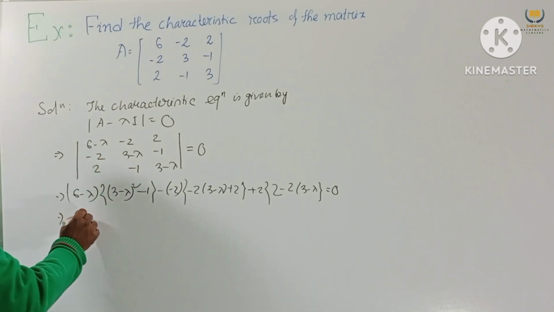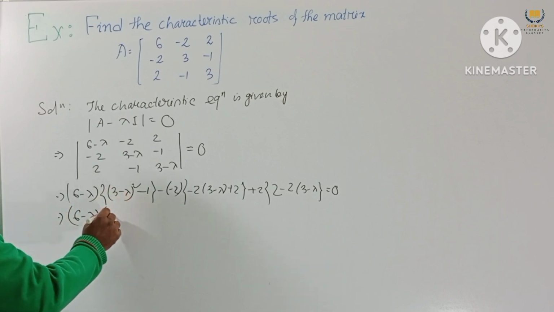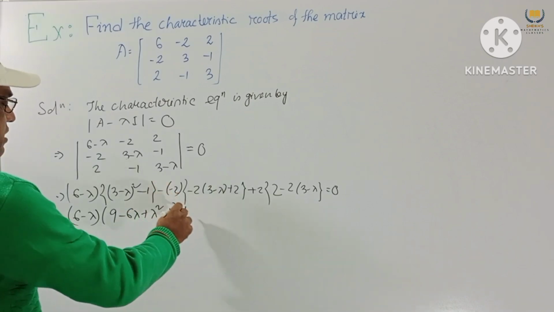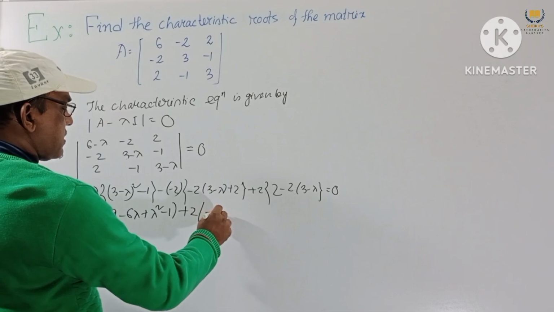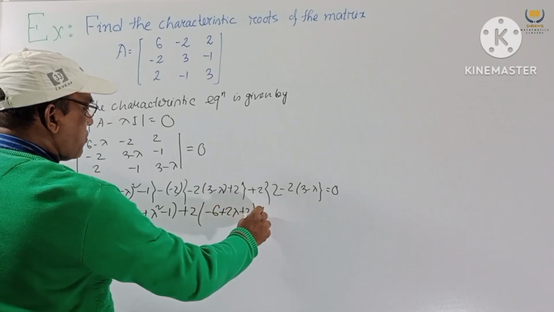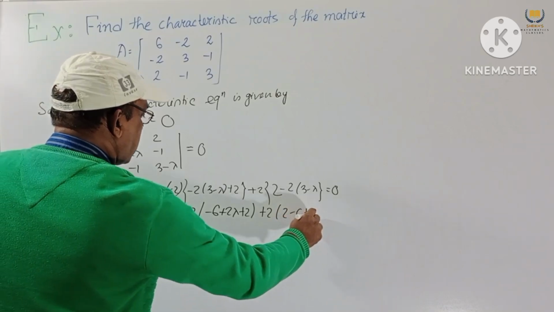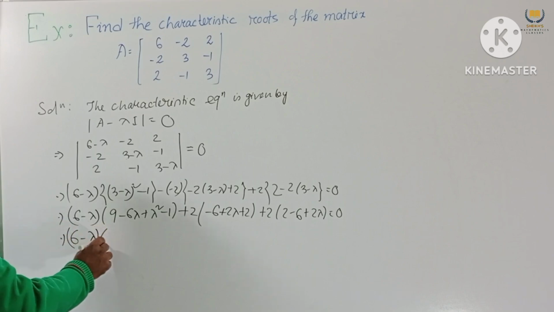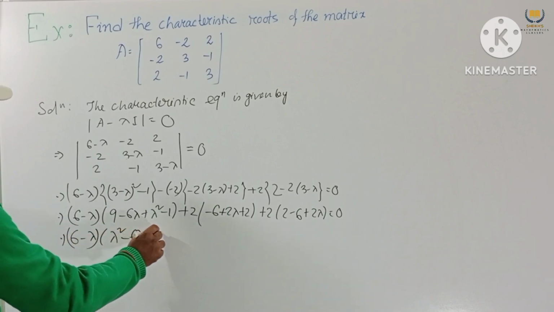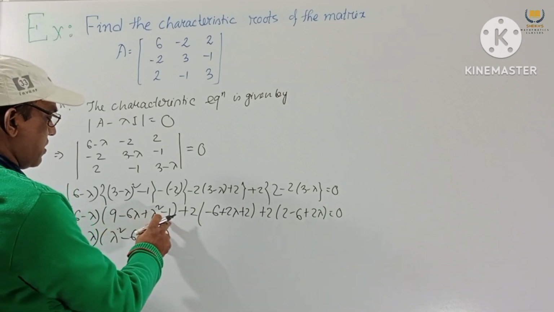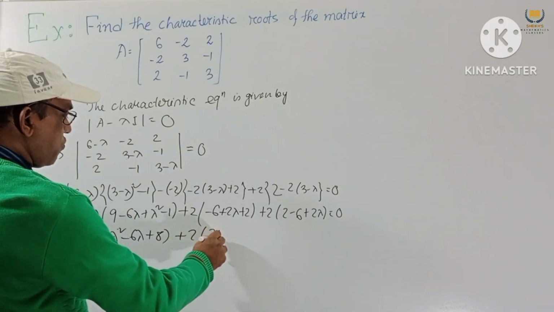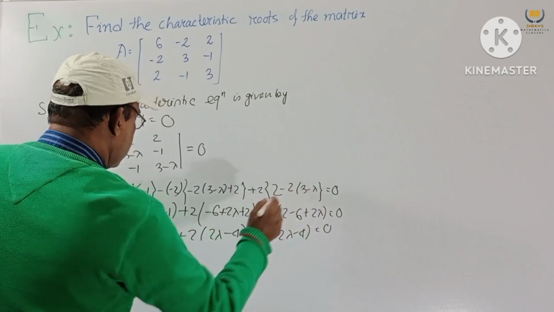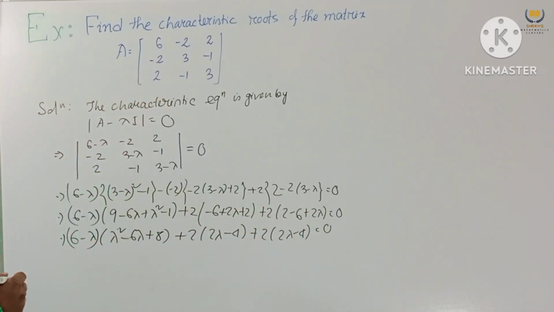So this is (6 minus lambda) times [(9 minus 6 lambda plus lambda square) minus 1], minus minus plus 2 times (minus 6 plus 2 lambda), plus 2 times (2 minus 6 plus 2 lambda), this equal to 0. So 6 minus lambda, this is lambda square minus 6 lambda plus 8, plus 2 lambda minus 4, plus 2 lambda minus 4, equal to 0.